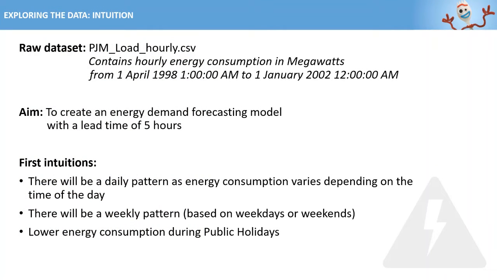As to nurturing Forky, we first need to understand what Forky eats. In this case, the input is the dataset by PJM, which contains hourly energy consumption in megawatts. The aim of the project is to create an energy demand forecasting model with a lead time of 5 hours. When we think about energy consumption, it is common to assume that, first, there will be a daily pattern as energy consumption varies depending on the time of the day. Second, there will also be a weekly pattern based on whether it's weekdays or weekends. Lastly, energy consumption during public holidays is also usually lower.